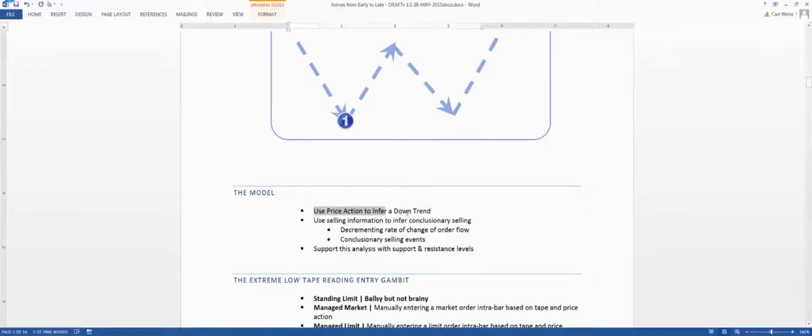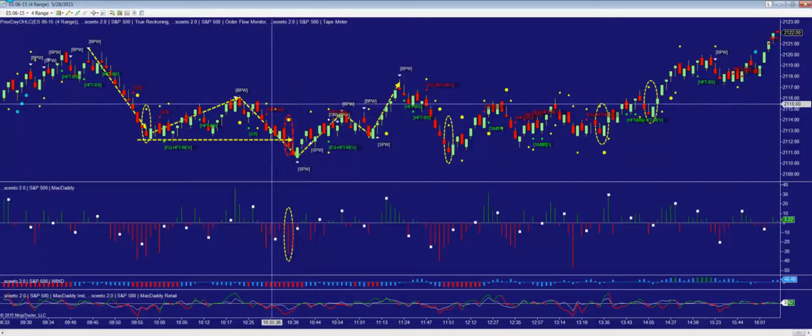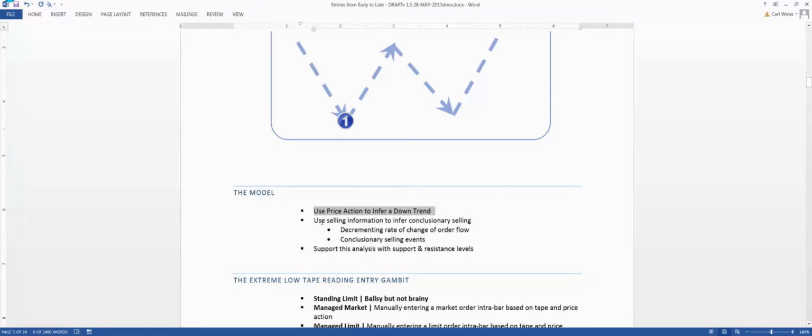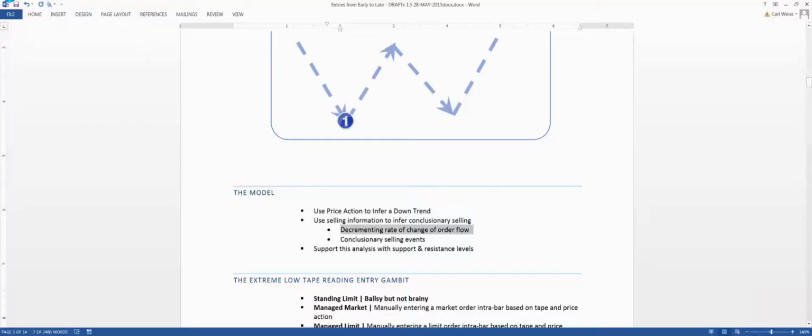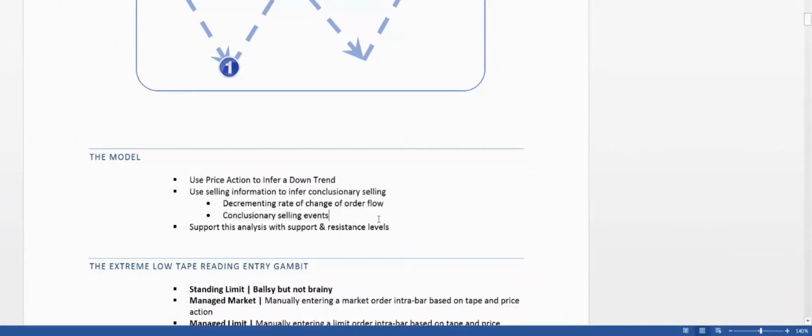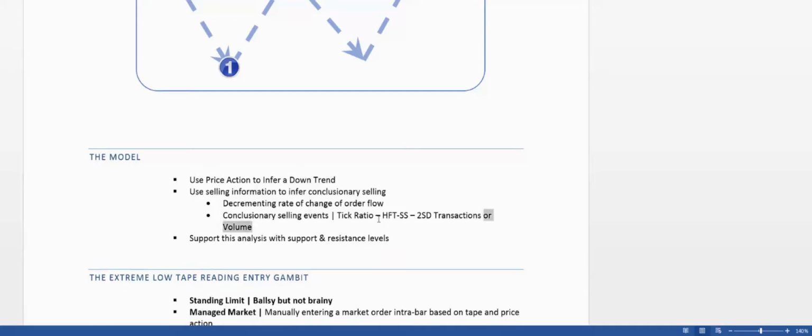So the model is we're going to use price action to infer downtrend. That's not too complicated. I see price going down. We're going to use selling information to infer conclusionary selling. So we're going to look for what we call decrementing rate of change of order flow. That's the opposite of what we discussed here. We saw the increase of rate of change of order flow. And we're going to look for conclusionary selling events. And what could that be? People say that could be a tick ratio, or that could be a high frequency trading sell surge, a 2 standard deviation move in either the number of transactions or volume. All tape stuff, right? This is all tape.